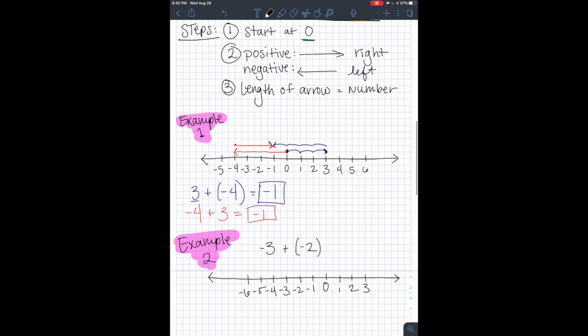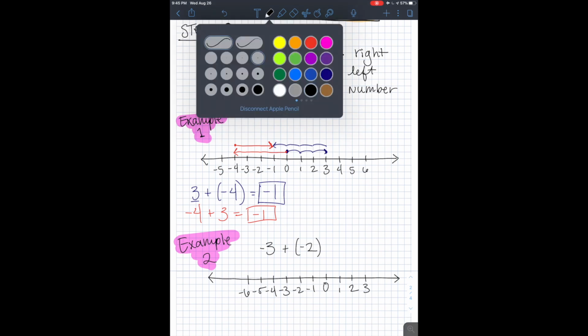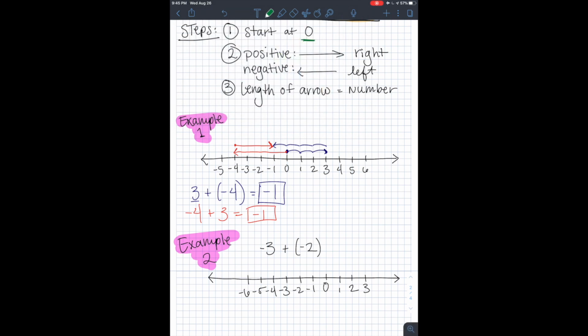And when we start, if we go back and look at our steps, step number 1 is to start at 0. So I'm going to do this in a color that you guys can see. I think I'm going to do it in green. We're going to start at 0 because negative 3 is a negative number. That means we're going to go to the left to negative 3. So we're counting to the left 3 spaces, okay, because the length of that arrow is the number that we've got.